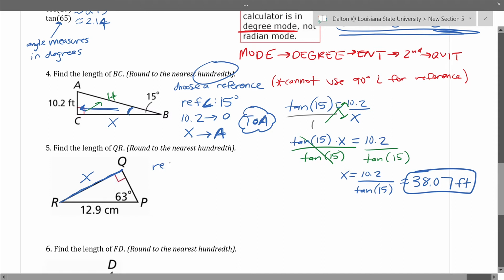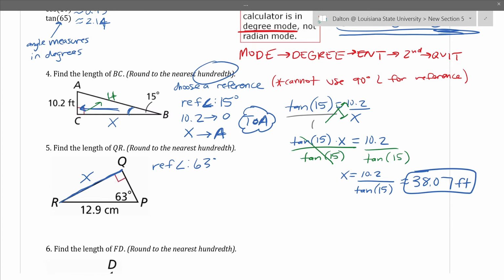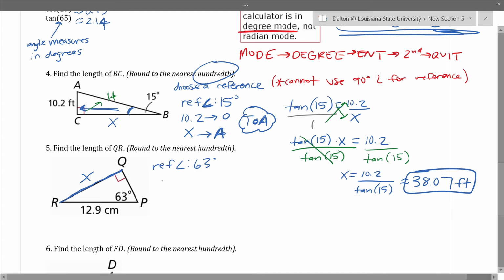So my reference angle, again, you can never choose 90. So I'm going to choose 63 just because it's there. It's the angle that they give us. From 63, the other information that I know on my picture is 12.9, it's given to us. And we're looking for X. So from my 63 degree angle, if I were standing at this angle, what is 12.9?